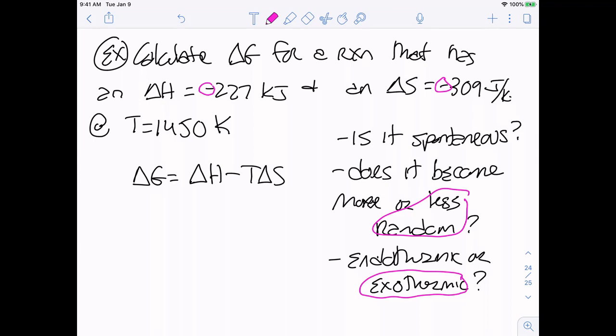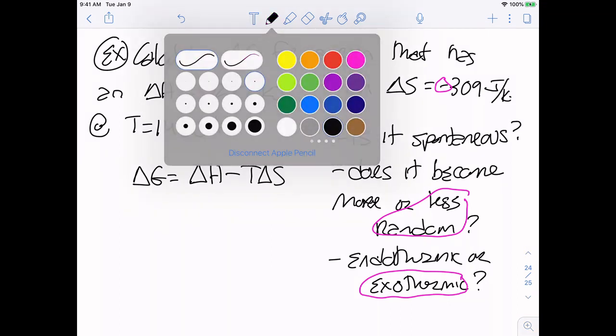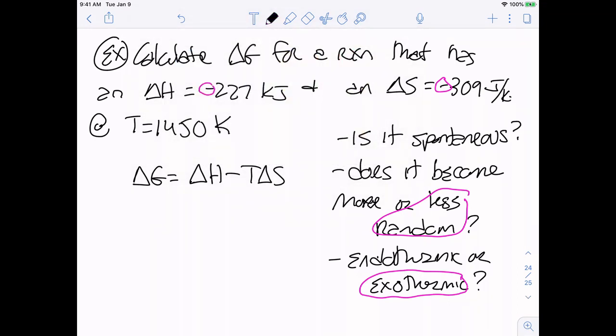To figure out if it's spontaneous or not, we actually need to solve for delta G and then look at the sign on delta G, right? If my free energy change is negative, it's spontaneous. If my free energy change is positive, it's non-spontaneous. And then be careful when plugging them in. I do have a unit issue. My enthalpy change is in kilojoules. My entropy change is joules per Kelvin.